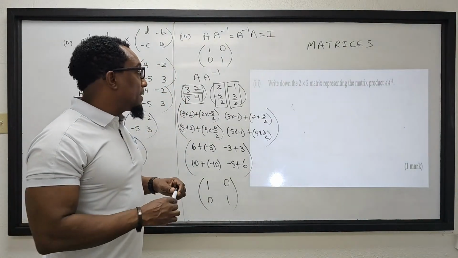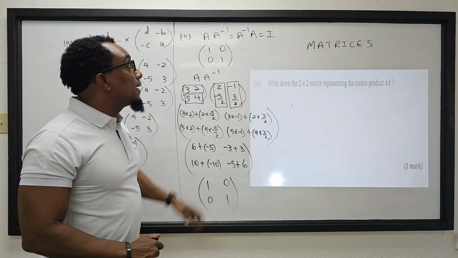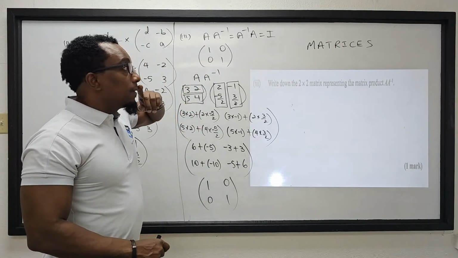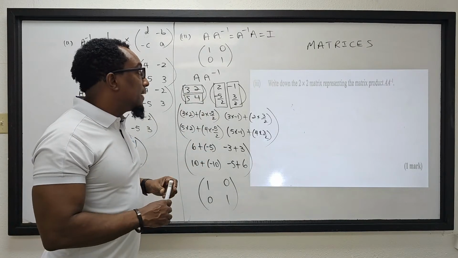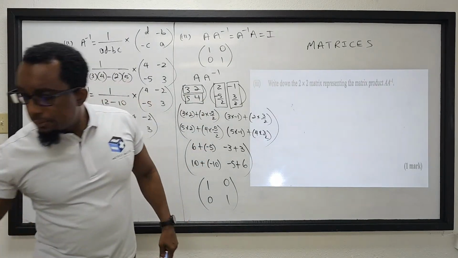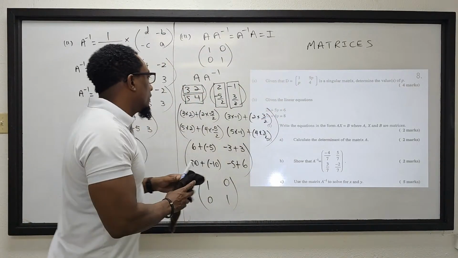So make sure you know that when you multiply a matrix by its inverse, this is what you're going to get, the identity. And it doesn't matter the order of the matrix and its inverse. When you multiply them, you're going to get the identity matrix. Alright? Okay, so that's right. So we're going to have a question here. This is the last question here.